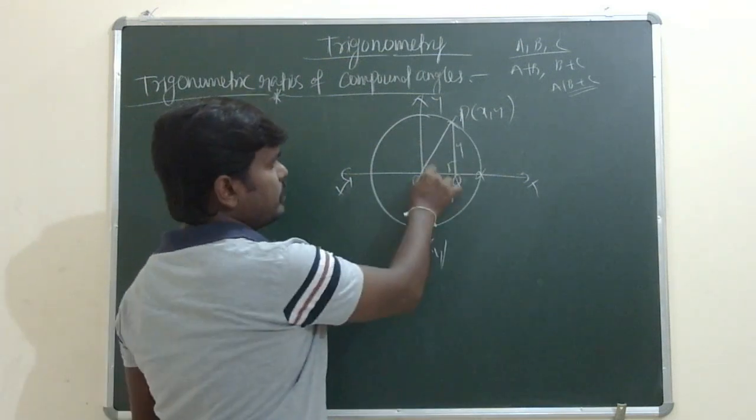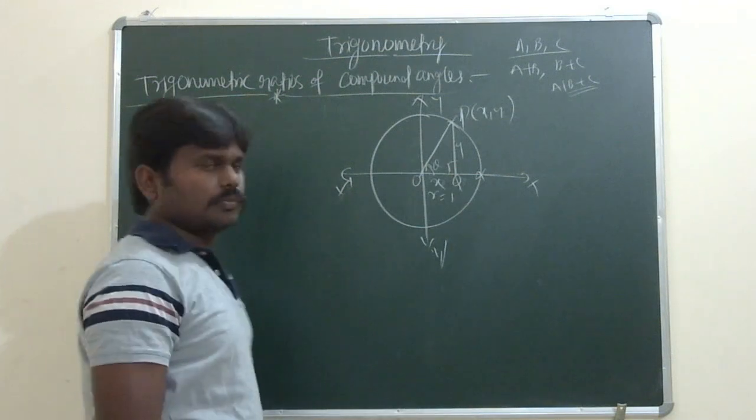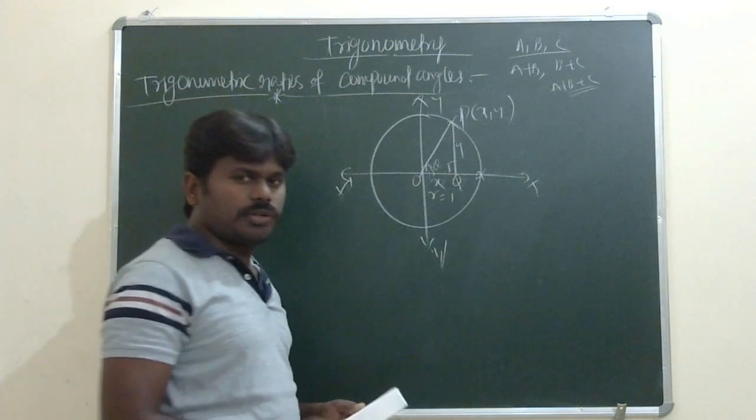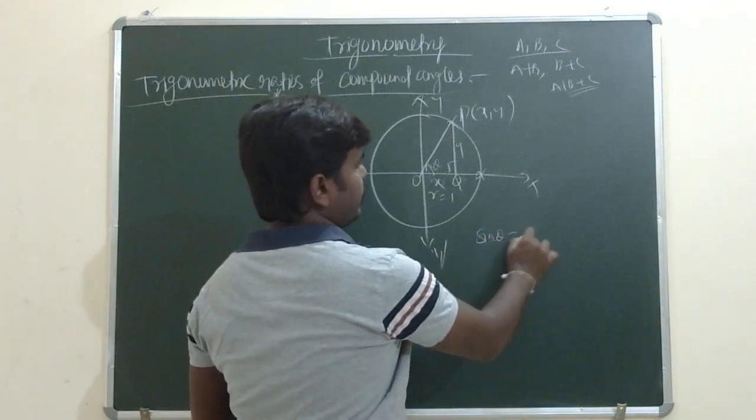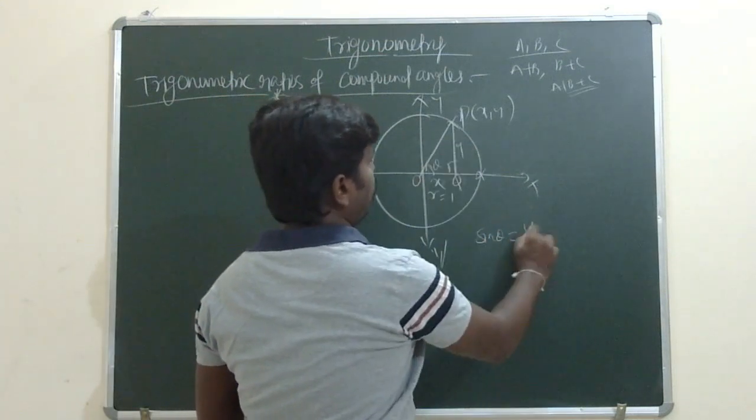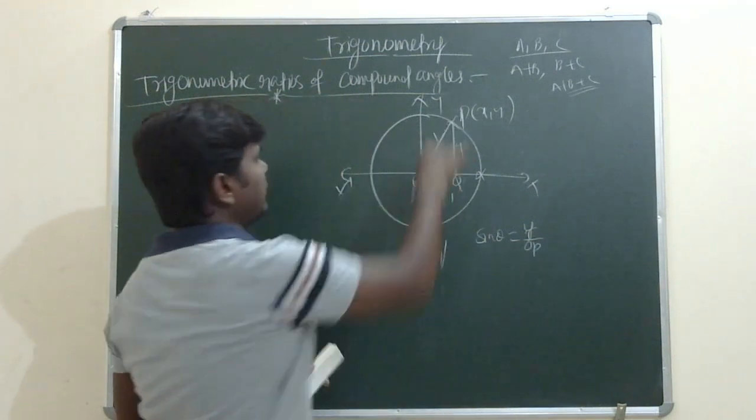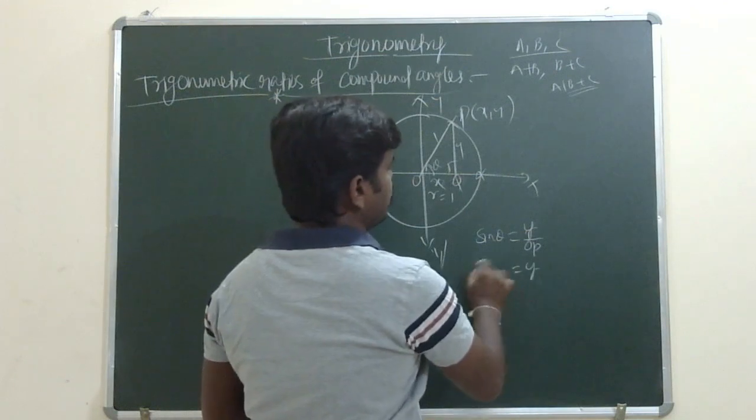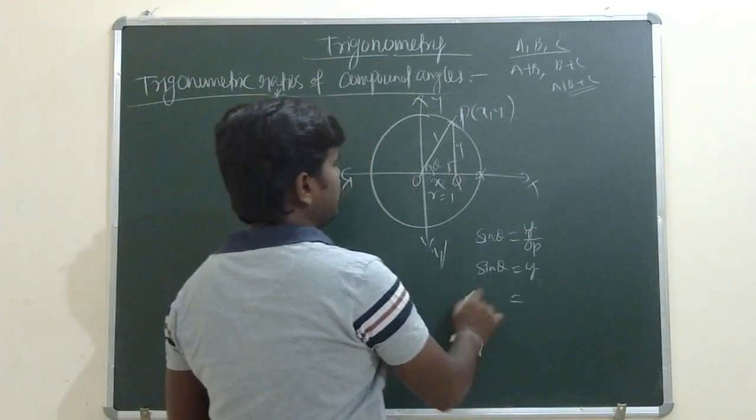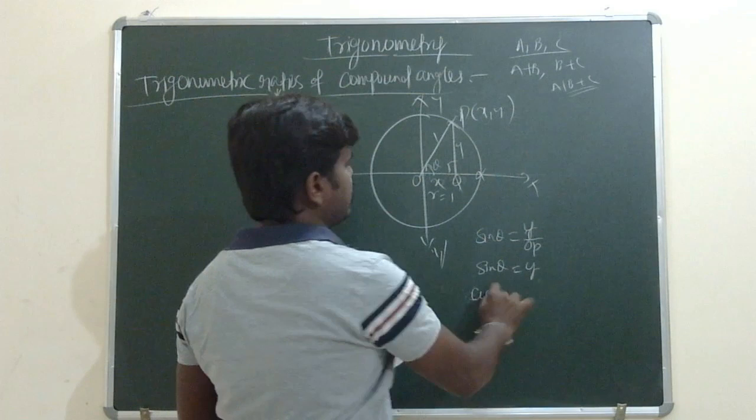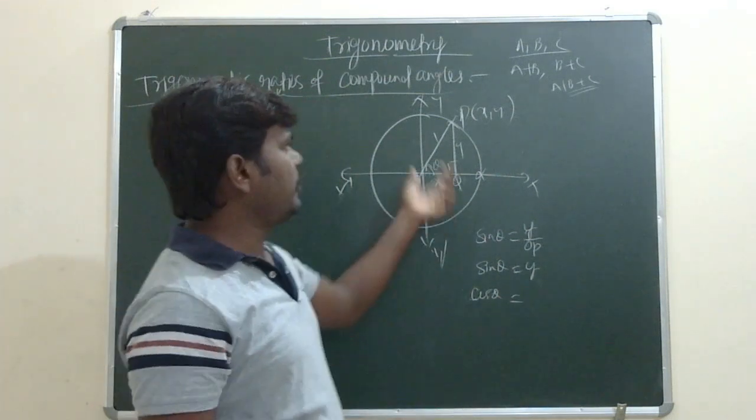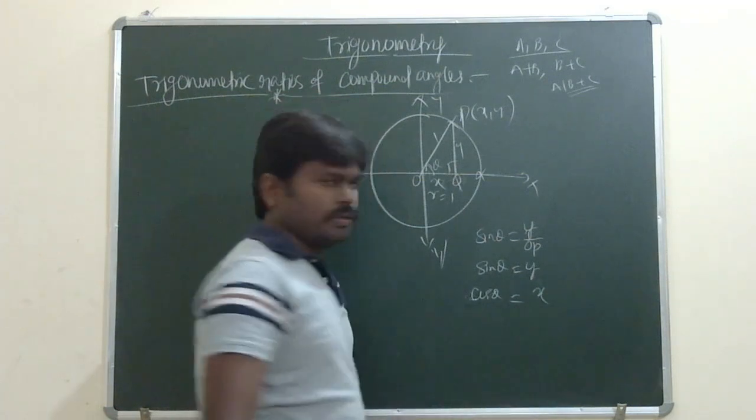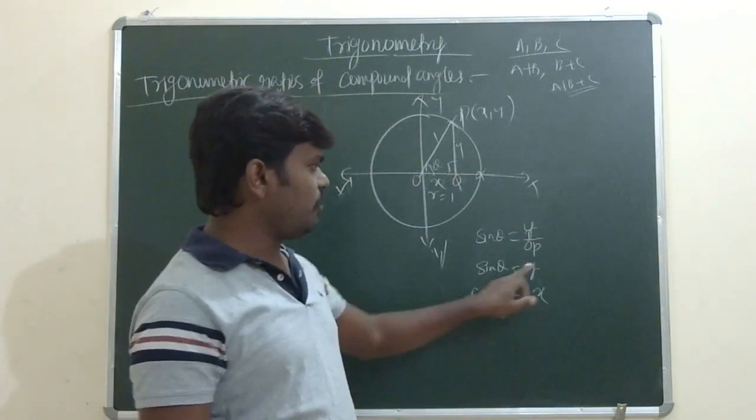When you make an angle theta at the center of the circle and apply the trigonometric ratios, sin theta is equal to what? y by OP. Here OP is equal to 1 because the radius is equal to 1. So that means y is equal to sin theta. Similarly, cos theta means adjacent by hypotenuse. Here adjacent is x by 1, that means x. So x is equal to cos theta, y is equal to sin theta.